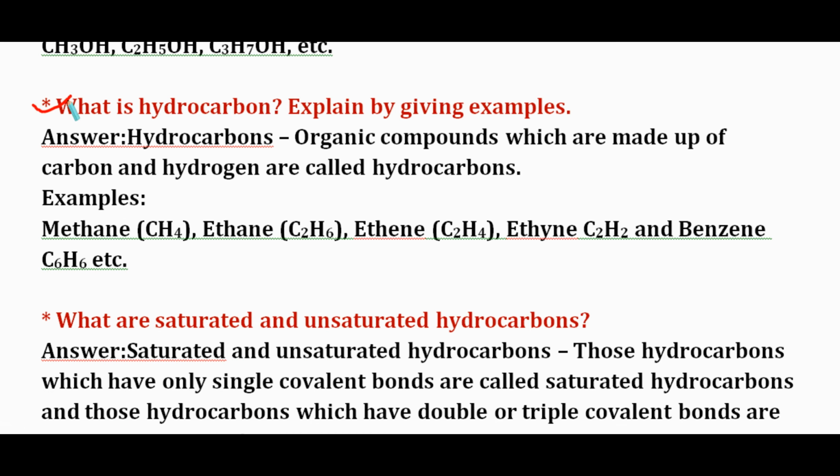Now the question is, what is hydrocarbon? Explain by giving examples. Organic compounds which are made up of carbon and hydrogen are called hydrocarbons. Examples: methane CH4, ethane C2H6, ethene C2H4, ethyne C2H2, and benzene C6H6, etc. You can give another example of hydrocarbon.